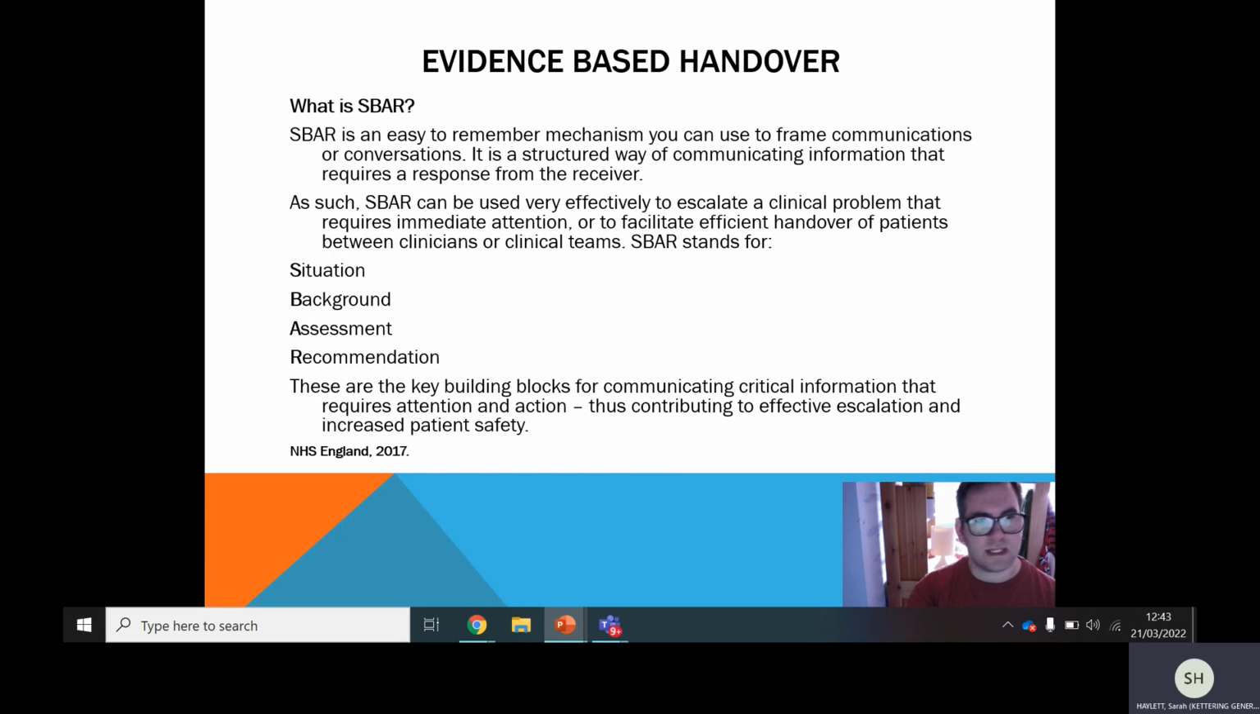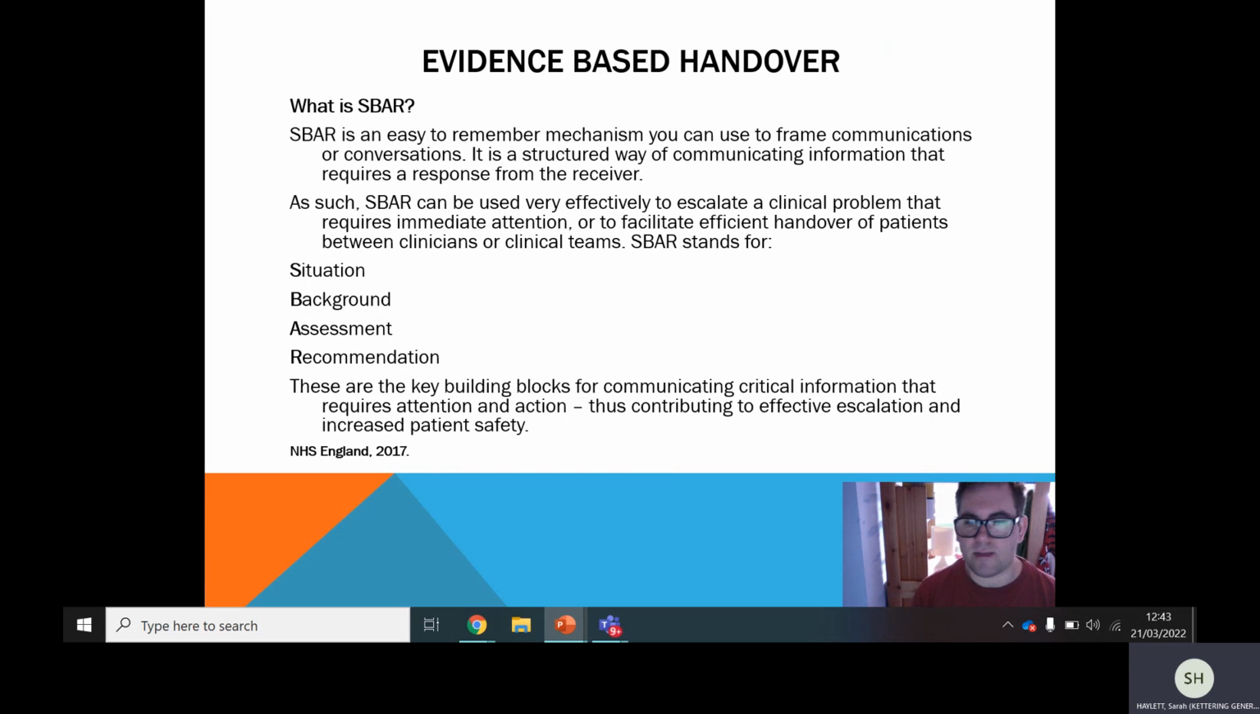So S, situation. So what's happened? Okay, so I've got chest pain. Background. So I was stabbed in the chest at 2 a.m. He's got pleuritic sounding chest pain. He's taking much worse when he's taking a deep breath in. Assessment. His pain score is 10 out of 10. He looks pale, clammy, and he's got unilateral chest movement.